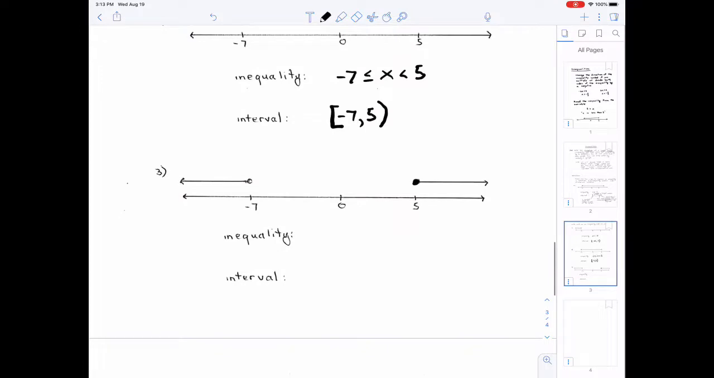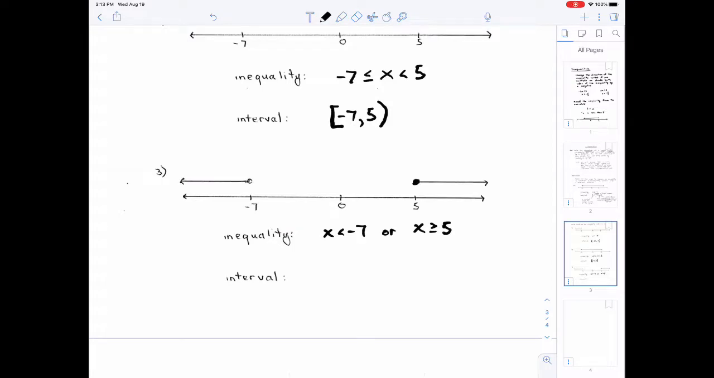Okay, let's take a look at the inequality here. Now, notice these are 2 separate parts. It's one graph, but it's got 2 separate parts. So you have to write this as 2 separate parts. So what's the first part? X is less than negative 7, or x is greater than or equal to 5. You can't write that as one statement. It has to be written as two separate statements.